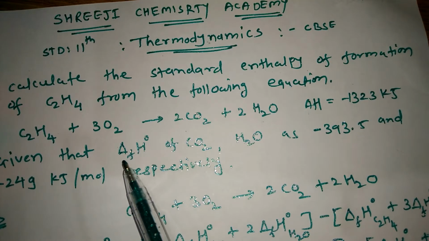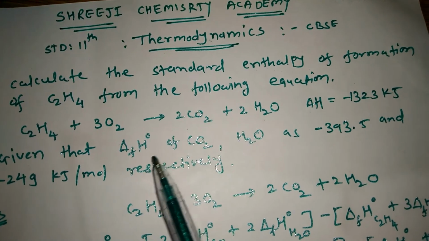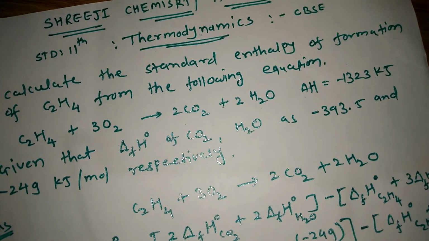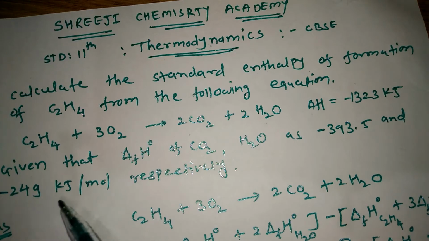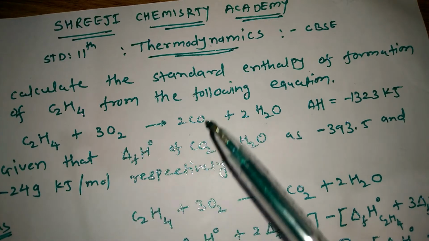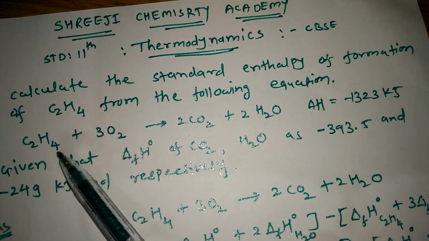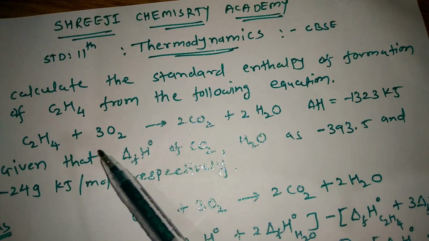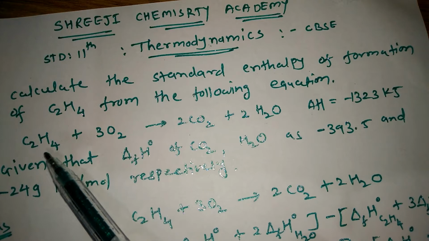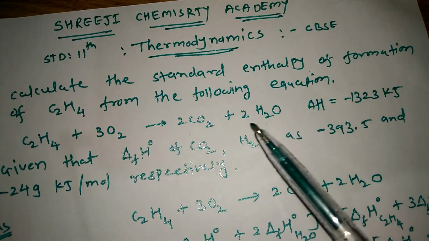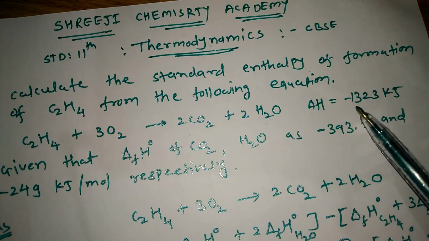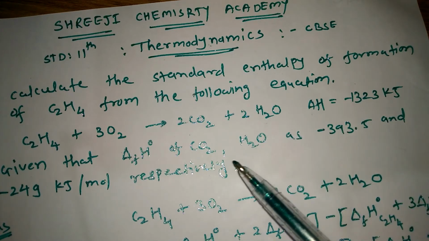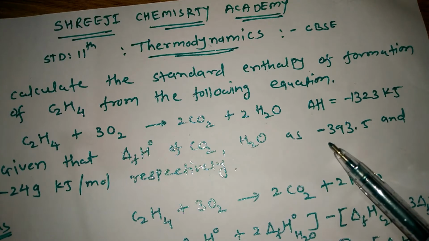Given that delta f H naught of CO2 and H2O are minus 393.5 and minus 249 kilojoule per mole respectively. Again I repeat, in this question the reaction is given. This is the combustion of C2H4, ethene; carbon dioxide and water molecules are produced. Enthalpy is also given. This is the reaction enthalpy, and the enthalpy of formation of CO2 and H2O is given.